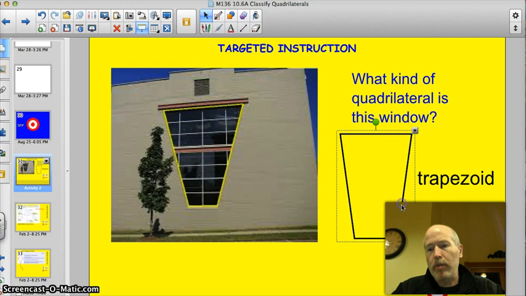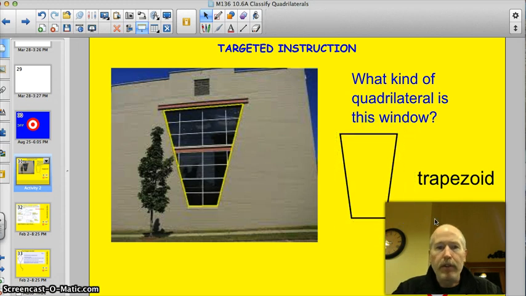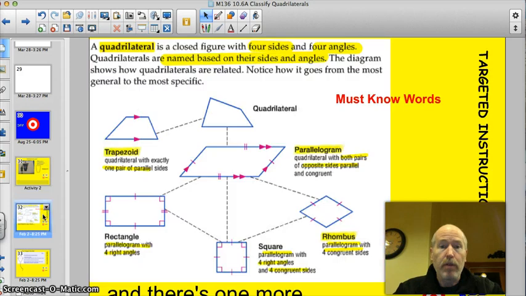Tonight's target is going to be all about identifying different quadrilaterals, and by the end of the lesson, your ticket will be to give me some definitions. All right, here are the official definitions. First of all, quadrilateral: a figure with four sides and four angles. And we name quadrilaterals based upon their sides and angles.